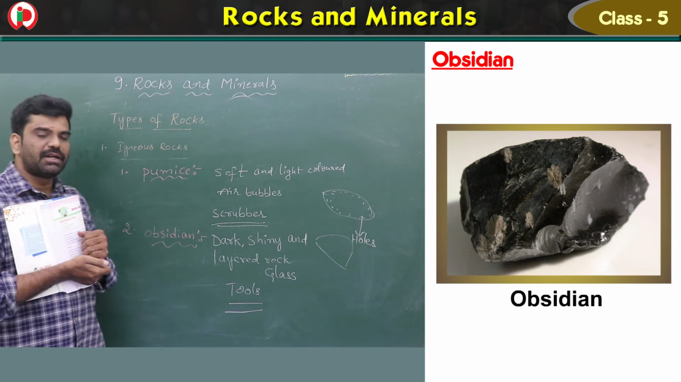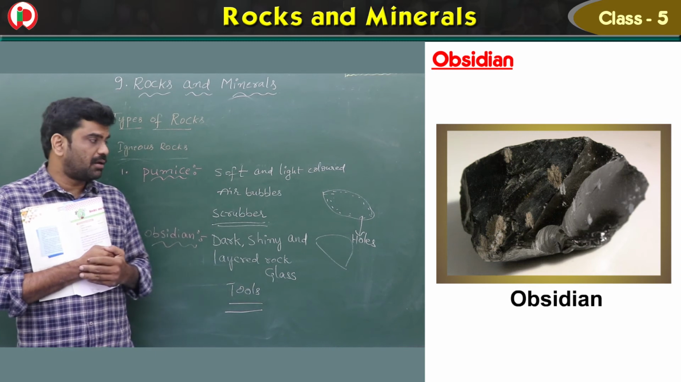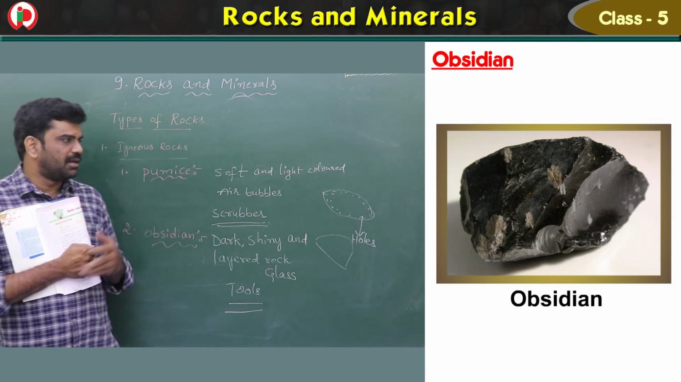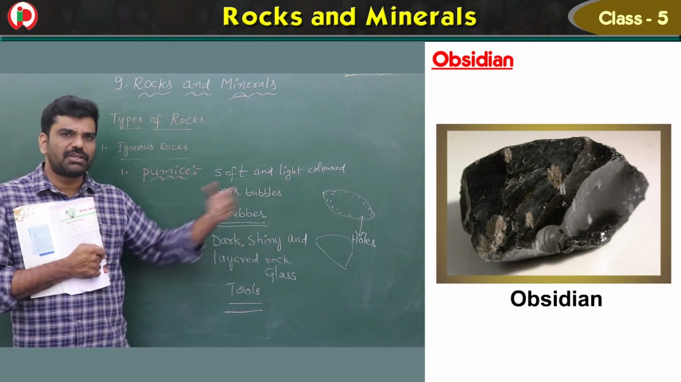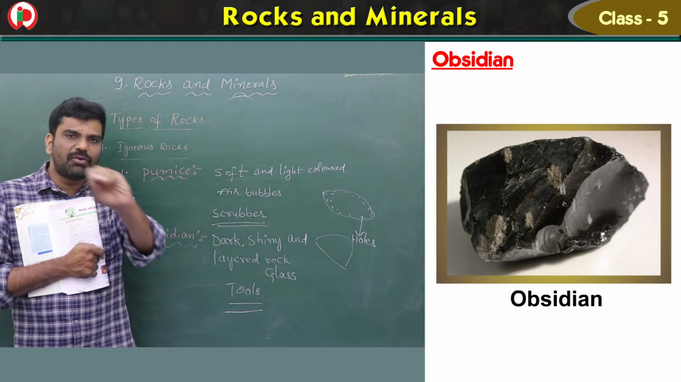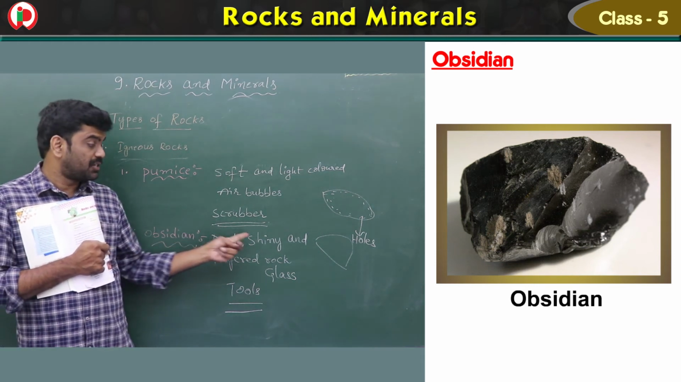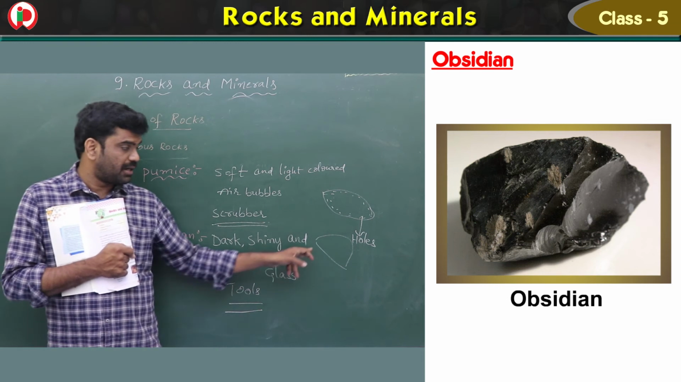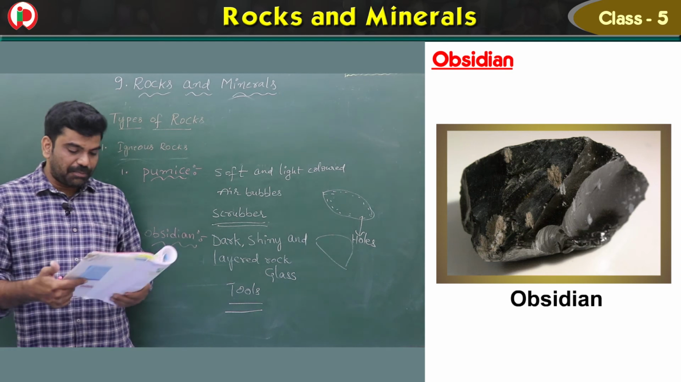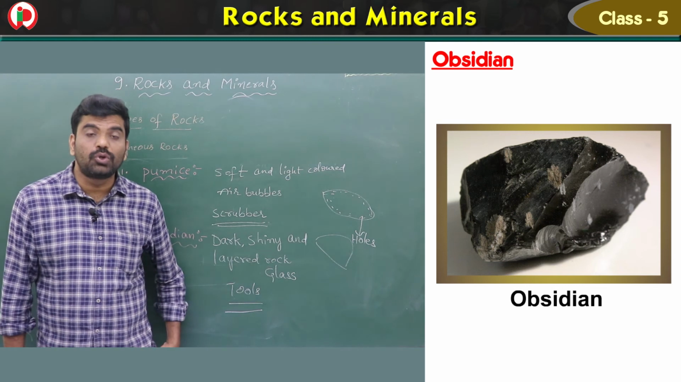So once again I repeat these two. Pumice is a soft and light colored rock. You can see the air holes. These holes are formed due to the air bubbles trapped during the formation of this rock. What is the use, children? It is used as a scrubber to remove the dead skin or rough skin. Second one is obsidian. It is a dark, shiny and layered rock, children. It has edges also, and it appears like a glass. It is used for making tools.